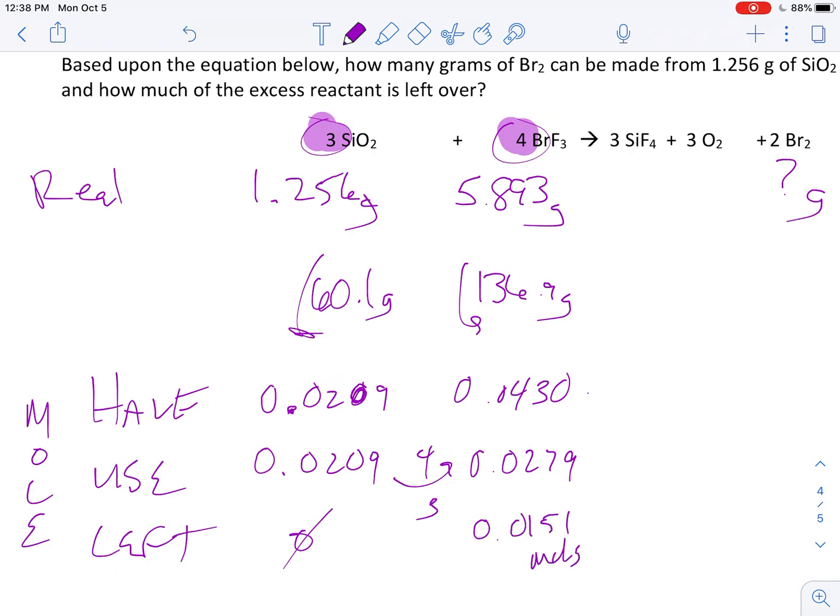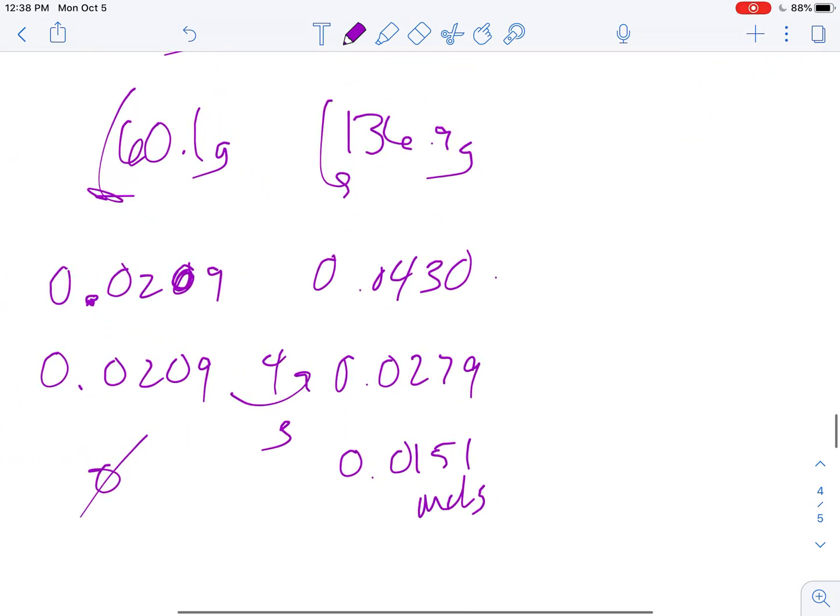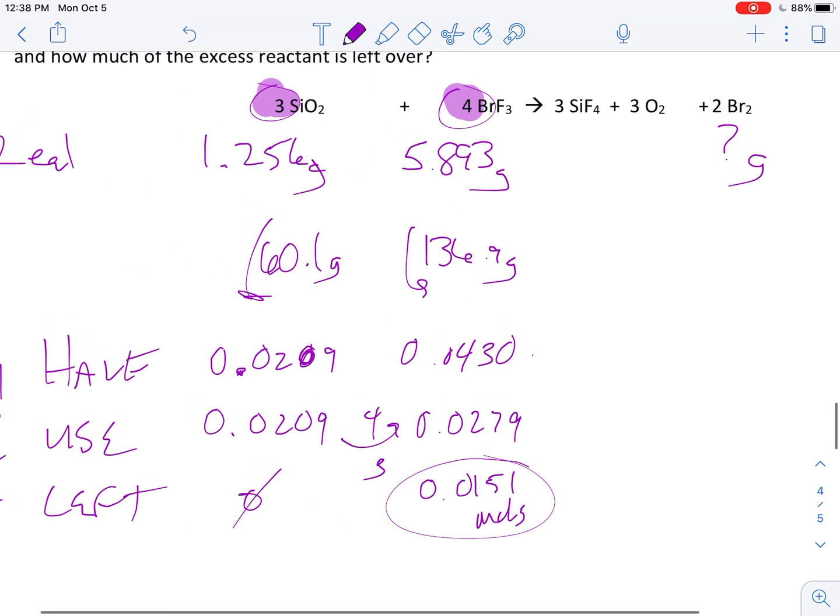0.0151 moles of that stuff are left over, right? So it wants to know how much is left over. That's how much of the excess is left over. If it wants it in grams, then use the molar mass and turn it back to grams.